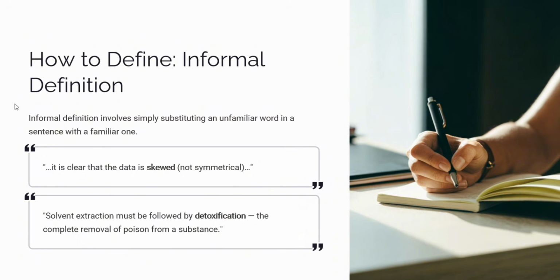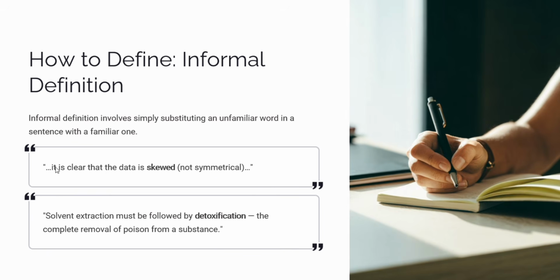Now, let's look at informal definition. How do you do informal definition? Informal definition involves simply substituting an unfamiliar word in a sentence with a familiar one. Is that clear enough? Informal definition involves simply substituting an unfamiliar word in a sentence with a familiar one.